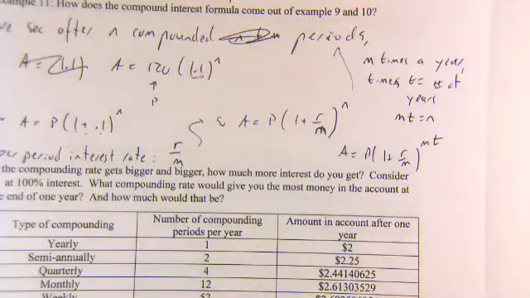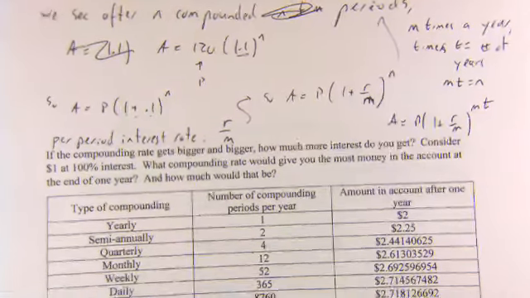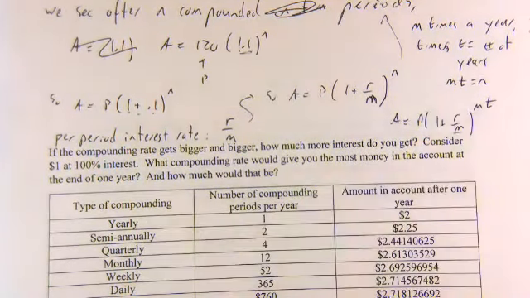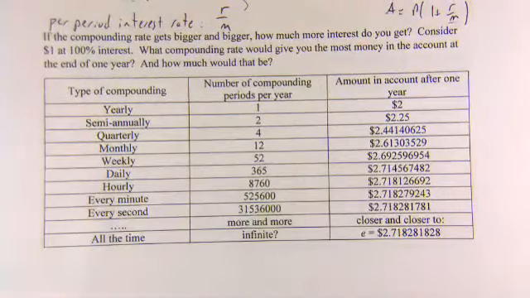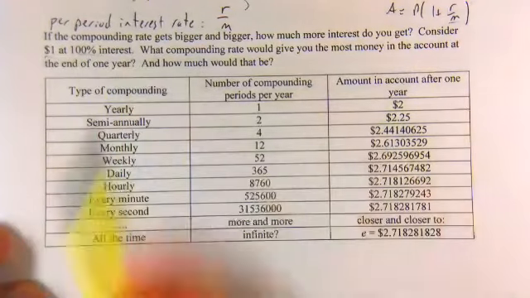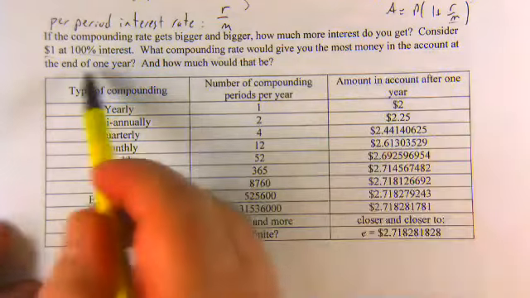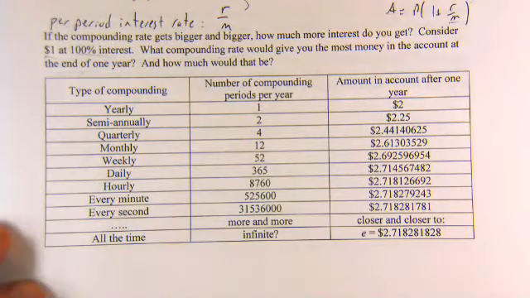And so there's the formula. One of the questions that comes up is if you make M, this term, bigger and bigger and bigger, if you compound money faster and faster and faster, how much interest do you get? So we'll do a mathematical experiment because you never get 100% interest. But suppose you had $1 invested at 100% interest. What compounding rate would give you the most money in the account at the end of 1 year? And how much would you have?